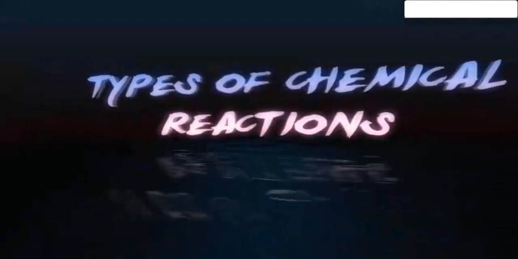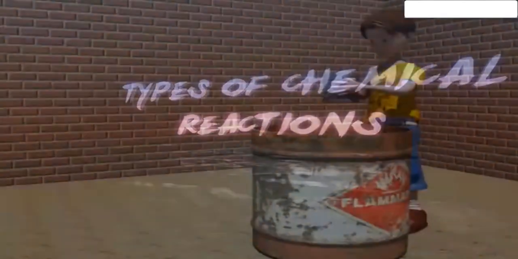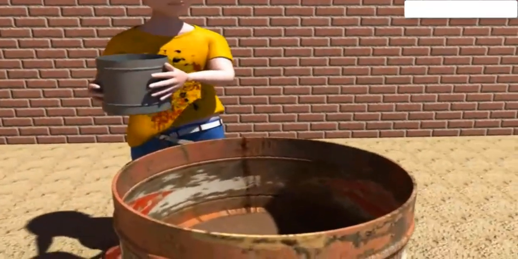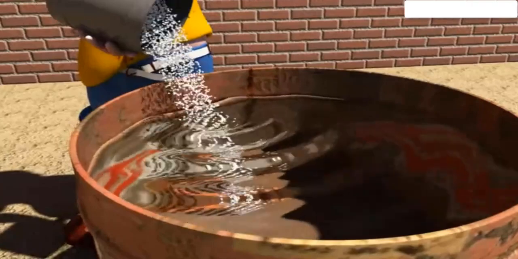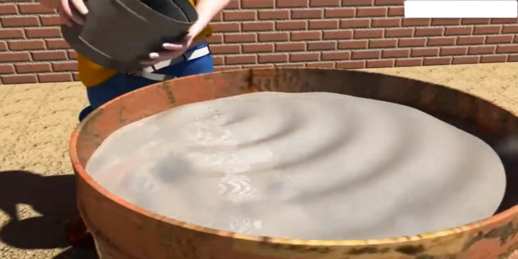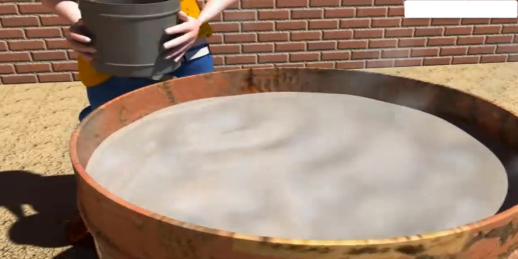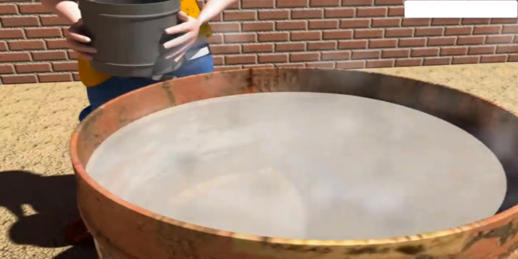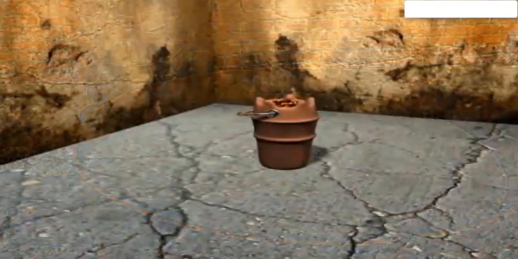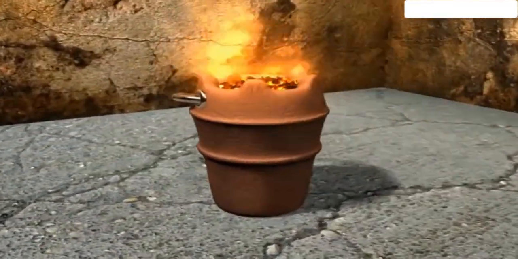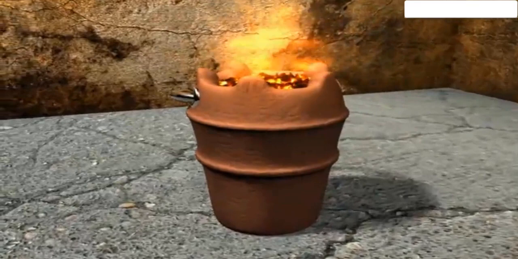Types of chemical reactions. You must have often seen during whitewashing in your house, workers mixing lime, chuna, with water. What happens? The mixture becomes hot and steam starts coming out. You must have seen burning coal changing into ash and smoke. You must have seen iron getting rusted.